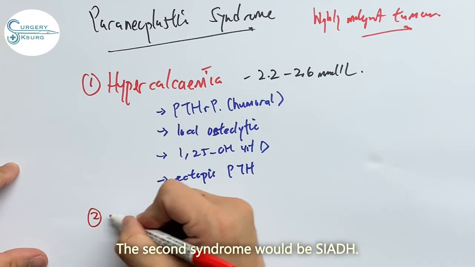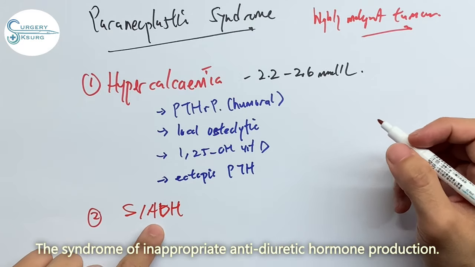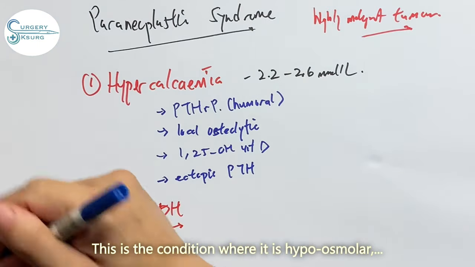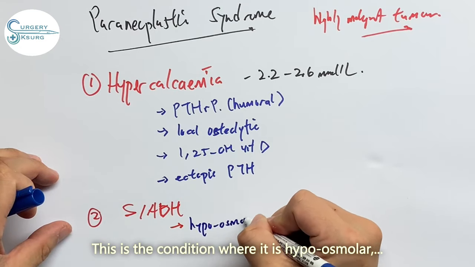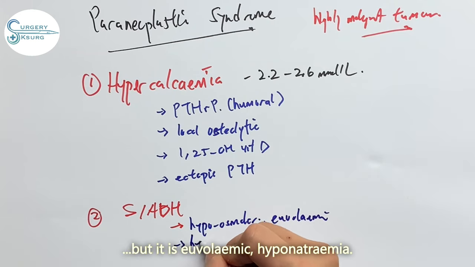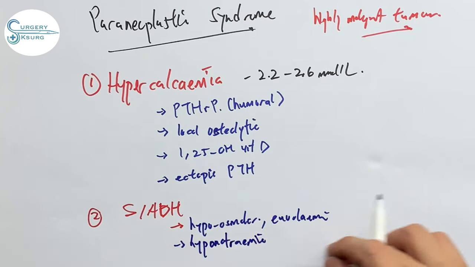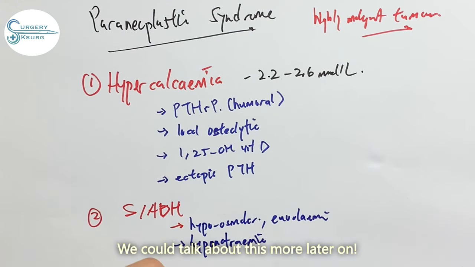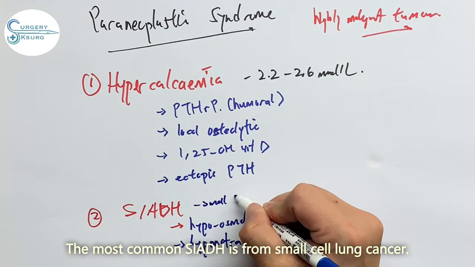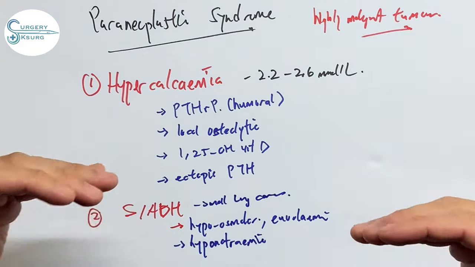The second syndrome will be SIADH, the syndrome of inappropriate antidiuretic hormone production. This is a condition where it is a hypoosmolar but euvolemic hyponatremia. The sodium is low. We can talk about this more later on. And the most common SIADH for cancer is small cell lung cancer. But it doesn't mean that other cancers cannot have it, but it is more prevalent in small cell lung cancer.